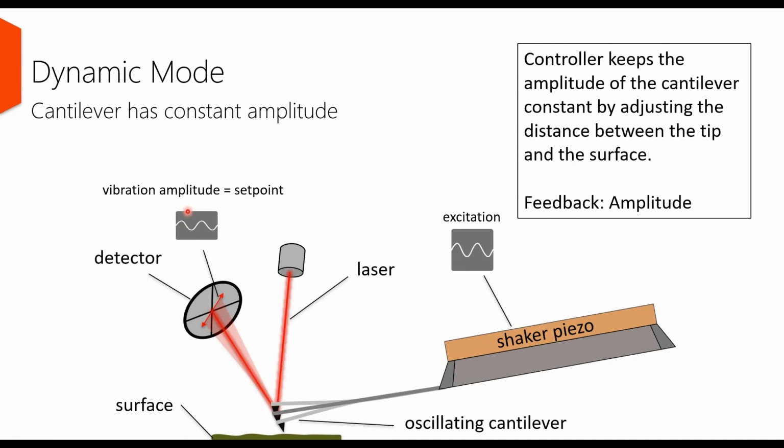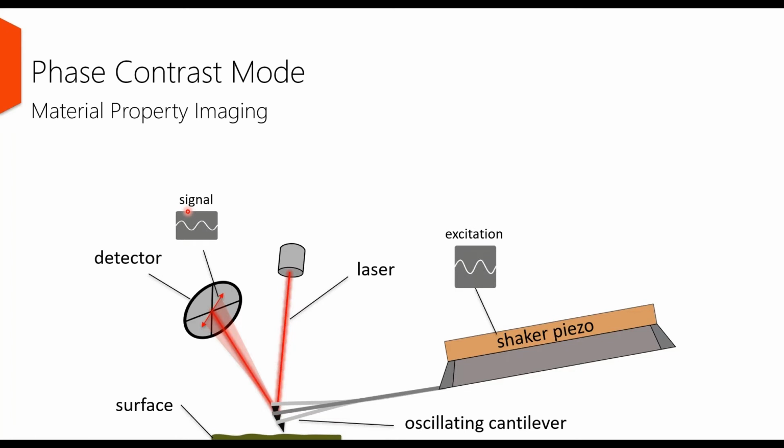The benefit of this is that it's intermittent contact, so you're not always in contact with the surface. You can preserve the tip, you can preserve the sample a little bit more because you're not physically probing the sample at all times. And it leads to extra modes that you can get. One of the modes you can get out of that is called phase contrast mode.